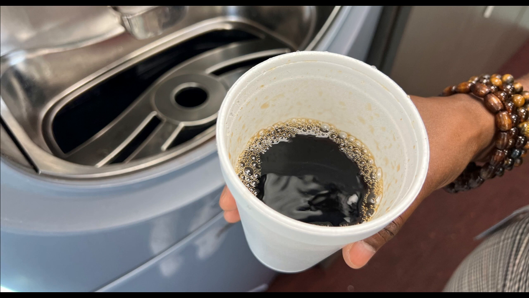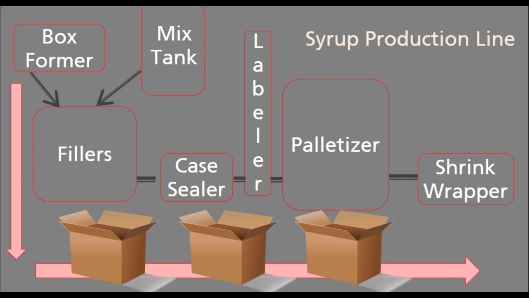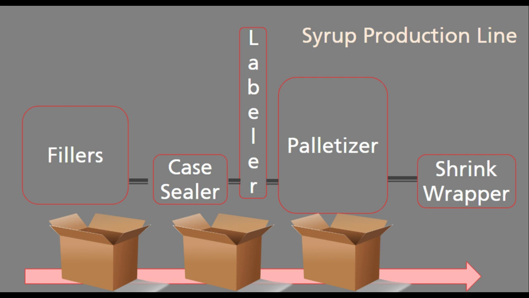To find out what happened, let's start by looking at the production line. In this picture, you see the production line starts with the box former and mix tank, which feed the filler with boxes and syrup respectively. But for this case, we're going to focus on the part of the production line from the filler to the palletizer. We want to do this because there is a process called end of run process, which happens between this part of the production line.